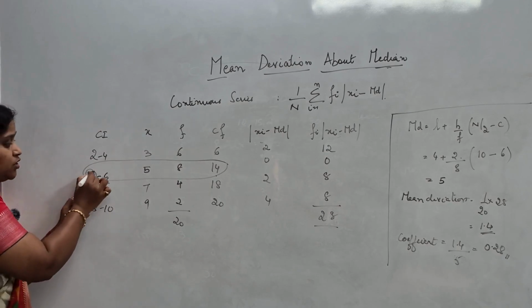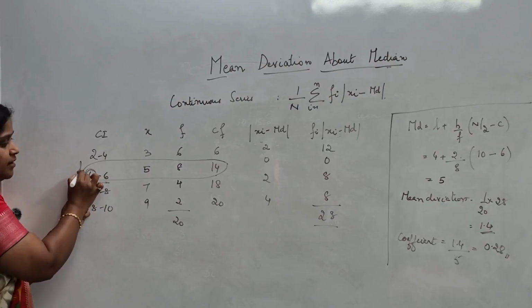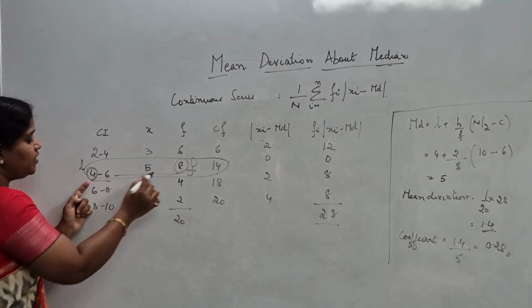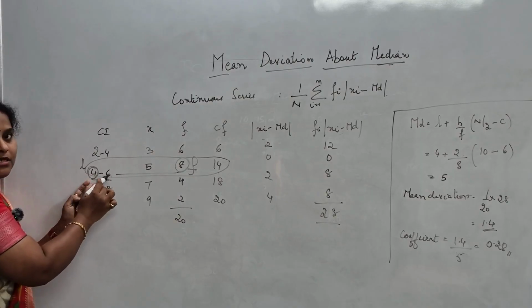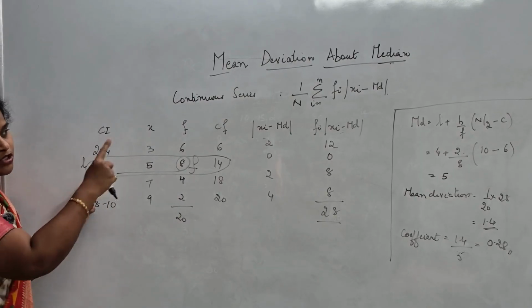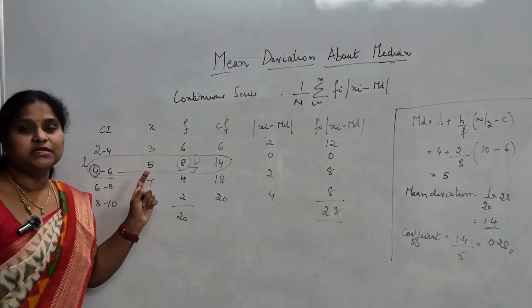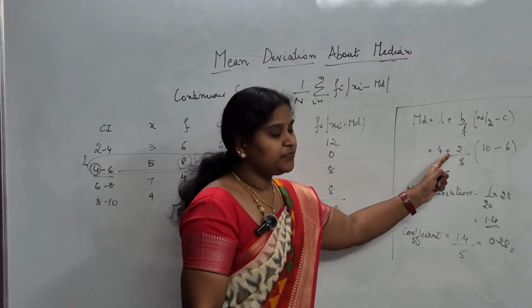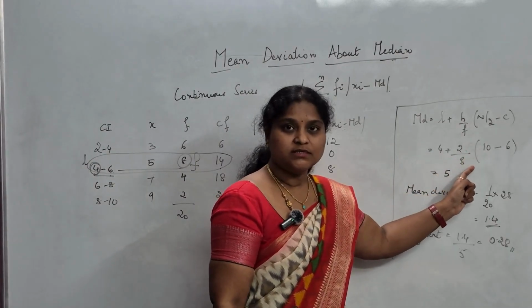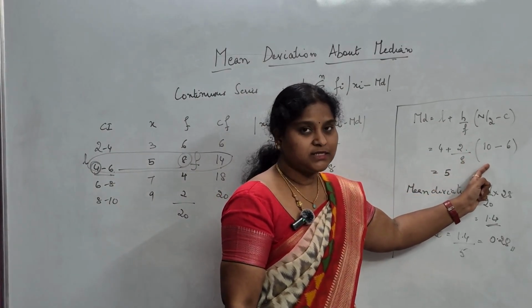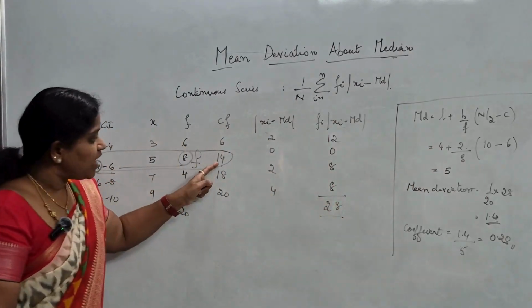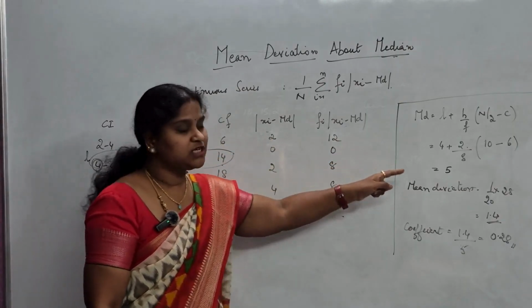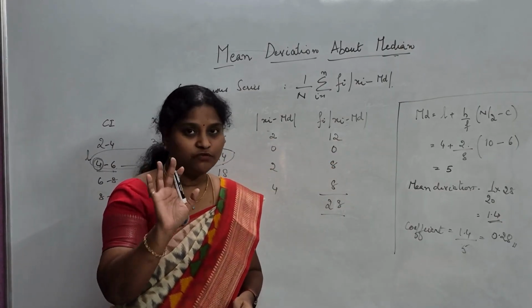The lower limit of this class interval will be our L. The corresponding frequency value will be our f, and h is the difference between upper limit and the lower limit, which is 2. Substitute all the values in the formula for median, that is L plus h by f into N by 2 minus C. L is 4, h is 2, frequency is 8, N by 2 is 20 by 2, that is 10, and C is the value preceding this 14, which is 6. Substitute to give the value median is equal to 5.